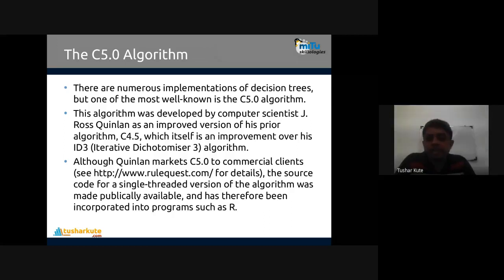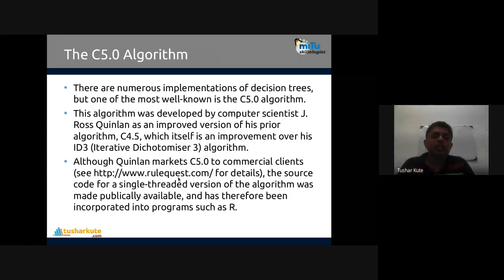Although Quinlan markets C5.0 to commercial clients, the source code for a single-threaded version of this algorithm was publicly available, and it's now available in all the libraries of programming languages as well as the different tools which are used for data mining and machine learning. See the URL mentioned here, rulequest.com.